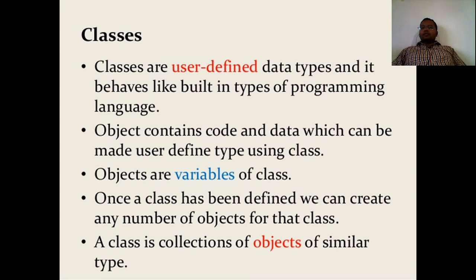An object contains code and data which can be made a user-defined type using a class. Objects are variables of a class. So once a class has been defined, we can create any number of objects for that class. A class is a collection of objects of similar type. This is another definition of the class.